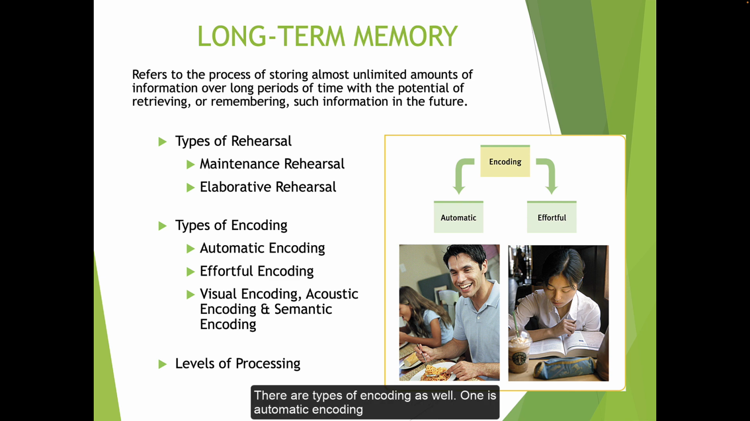There are types of encoding as well. One is automatic encoding, and that is those things that you don't have to give effort to. It automatically gets stored away into long-term memory. These would be personal events, things that are meaningful to you, things that you find interesting, or even skills and habits, like brushing your teeth and getting ready for bed.